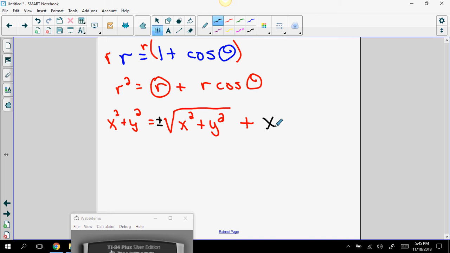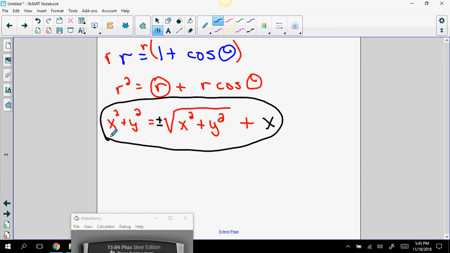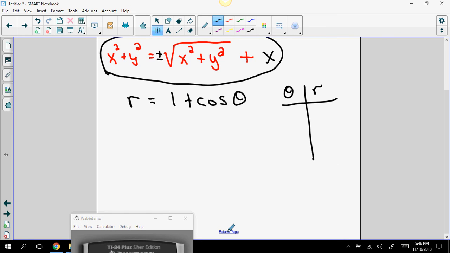Whoa. This is not good. I don't know what this looks like. I never graphed one of those before. You know what? I'm going to stay here. And I'm going to make myself a little theta r table or r theta.